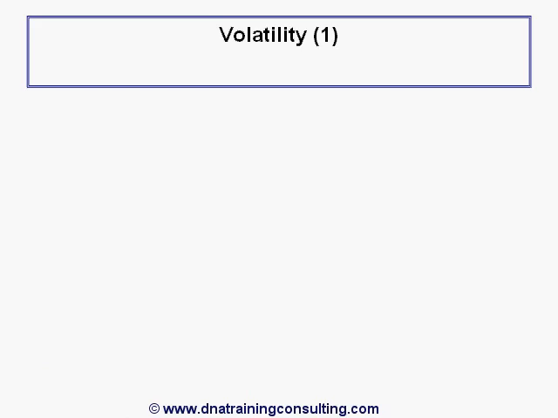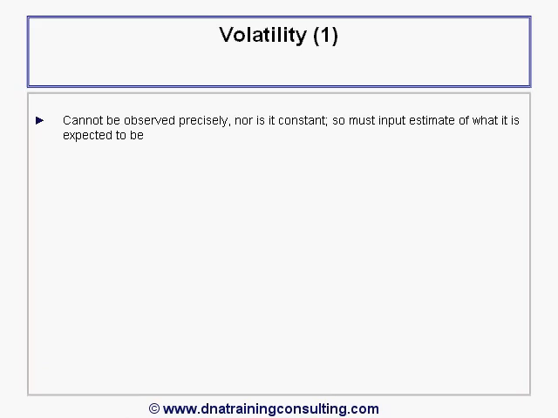Volatility, unfortunately, is a very complex concept for which we devote an entire, more advanced module. For one thing, it simply cannot be observed precisely, nor is it in reality constant over time. So what you input into the formula is some estimate of what volatility is expected to be over the life of the option, which may not equal what it has been in the past.